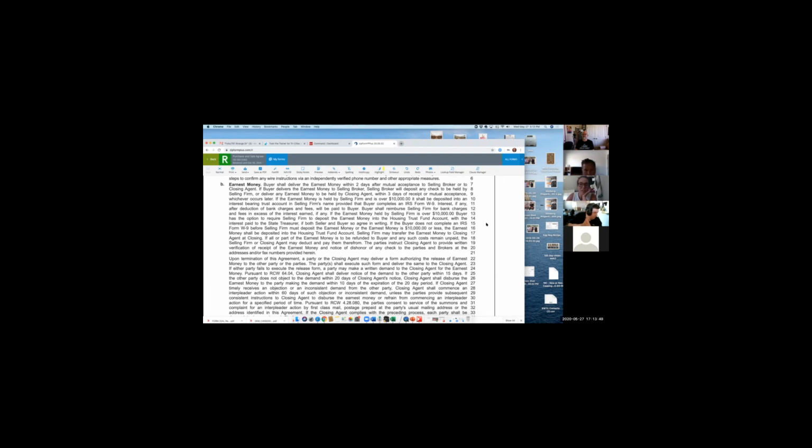Basically, the buyer has 2 days after mutual acceptance to deliver the earnest money. However, if the realtor takes possession of the earnest money and uses the correct form, that becomes 3 days. So in 3 days, either after mutual acceptance or 3 days after receipt of the earnest money funds, whichever is later. And so that sometimes trips people up.